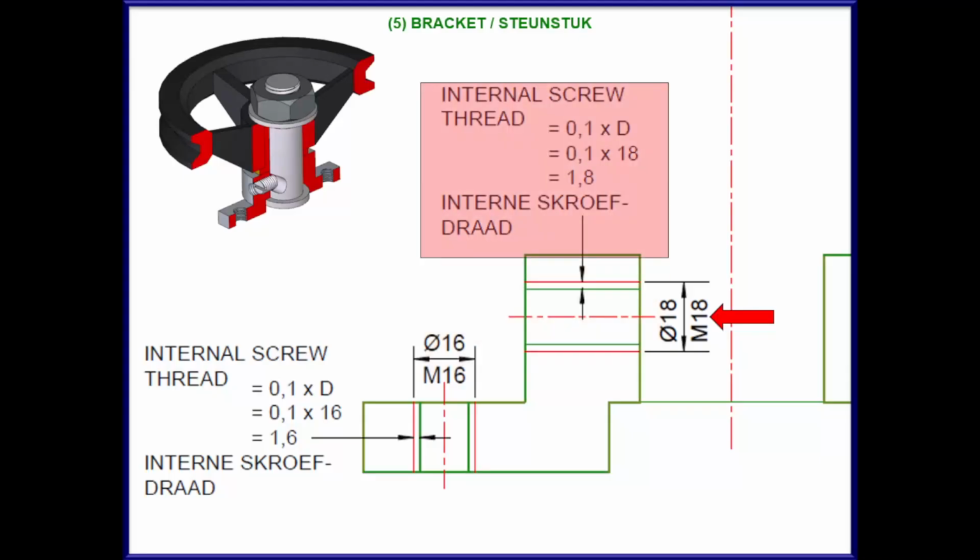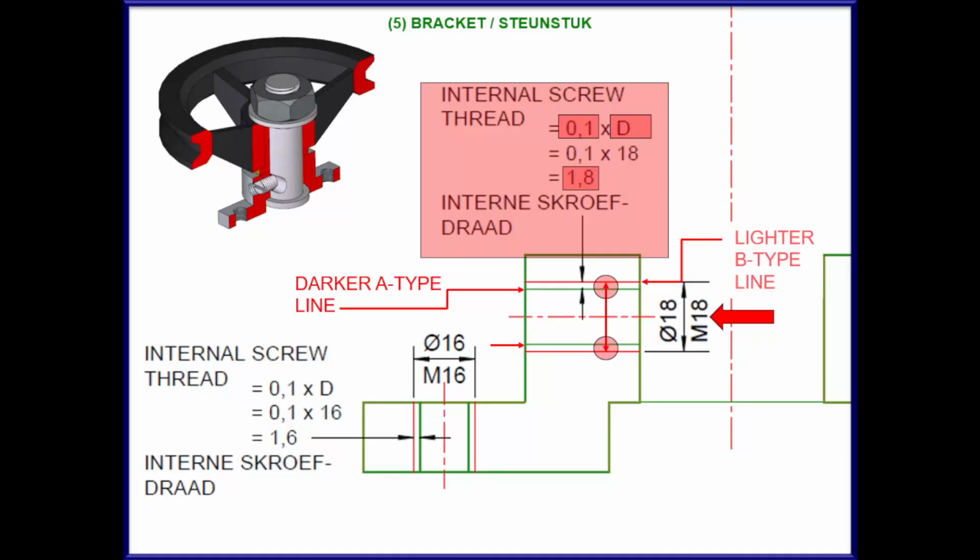So our calculation for the internal thread will be 0,1, which is our constant value, multiplied by the diameter, which is 18 millimeters, and that will give us a depth of 1.8 millimeters. So from the outside of the thread to the outside of the thread is 18 millimeters. Please take note again that our darker A-type line will be indicated for the hole, and the lighter B-type line will be indicated for the thread.